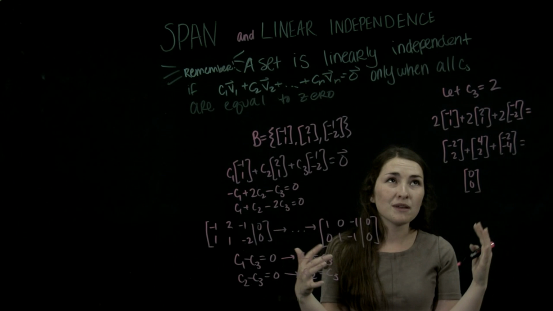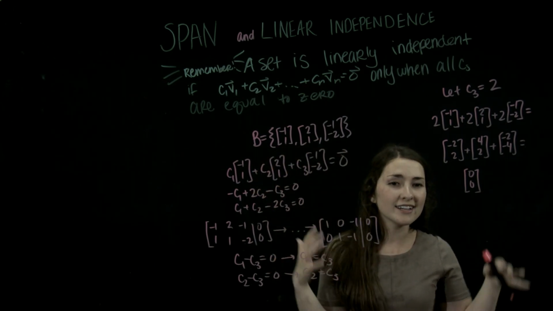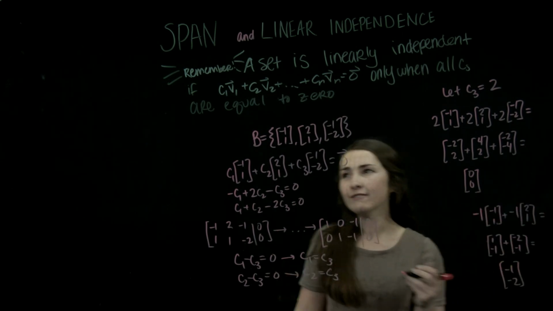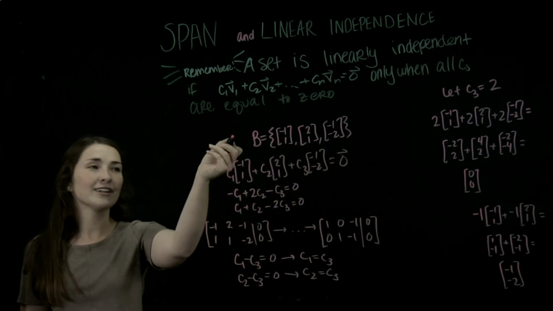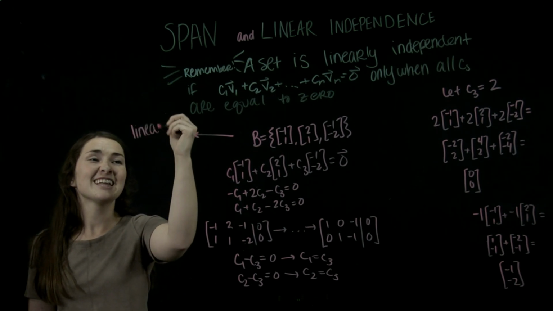So this also means that we can take any one of these vectors in B and write it as a linear combination of the other vectors. So B, you are not linearly independent. In fact, you're linearly dependent.